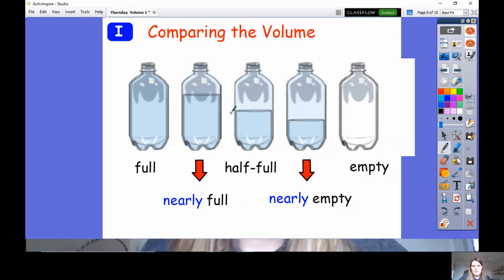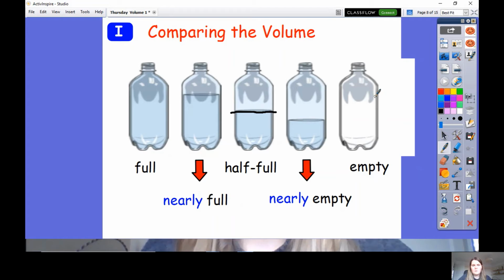Then we have half full. We know half full because it's exactly half of the container. Fantastic. And then over here we have empty. Empty means that there's nothing in it. Fantastic. And this new one here is nearly empty. Can you say nearly empty? And again, nearly empty. Well done. So nearly empty again is less than half full, but it's not quite empty. So we've got full, nearly full, half full, nearly empty, and empty.